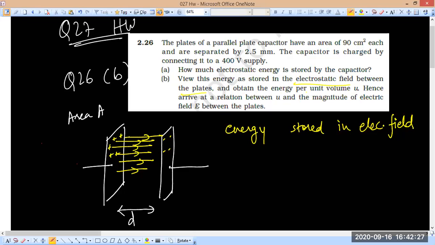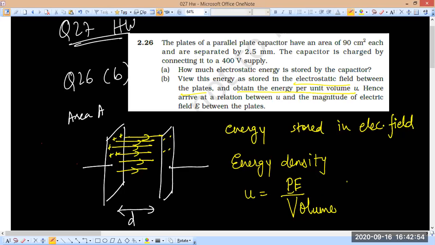Obtain the energy per unit volume u. That means we have to find the formula for u. Small u is called energy density, right? See, what is the meaning of energy density here? Energy density u means energy per unit volume, that is, potential energy stored per unit volume. Is that clear? Is the definition clear or not?